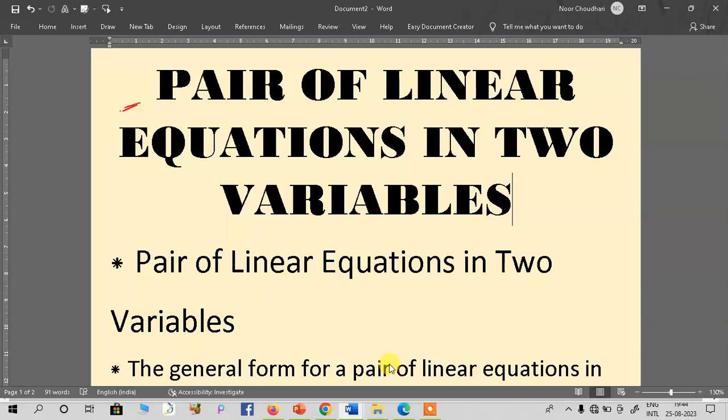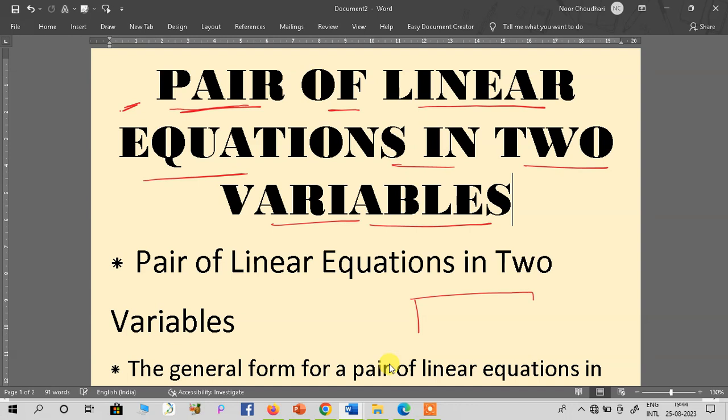Today we are discussing a very important topic of 10th class mathematics, that is pair of linear equations in two variables. This topic is very important for the examination. We will discuss how we solve linear equations, how we use algebraic methods, and how we use graphs in this session.